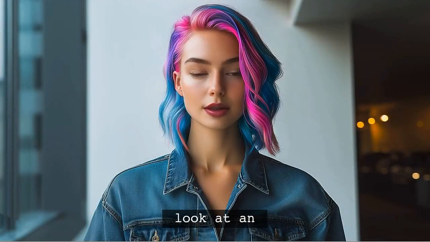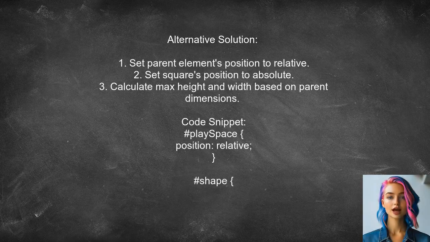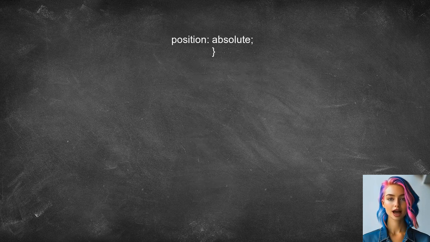Let's take a look at an answer from another user. An alternative approach to prevent the square from exceeding its container borders involves setting the parent element's position to relative and the square's position to absolute. This way, you can calculate the maximum height and width for the square based on the parent's dimensions, ensuring it stays within bounds.